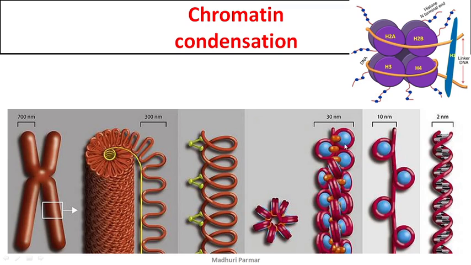Now these structures come together and form one more round. They wind up like this, and this is called a solenoid-like structure. It is 30 nanometer in width now. When you look at it from above, in cross section, there are 6 to 7 such complexes arranged in a flower-like pattern. Can you see, little by little we are reducing the length of this DNA? We are winding it over and over, and this is how we are reducing the length of the DNA.